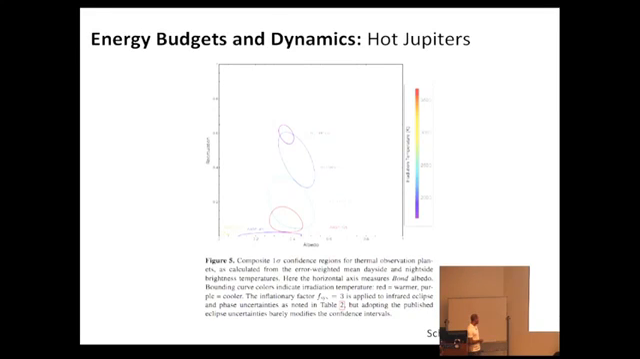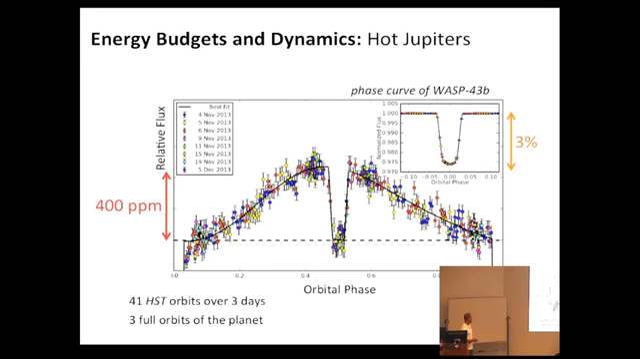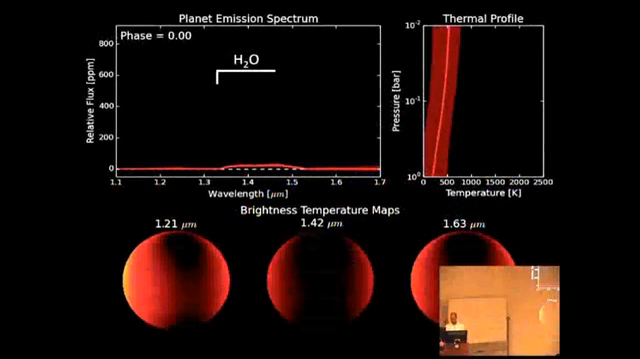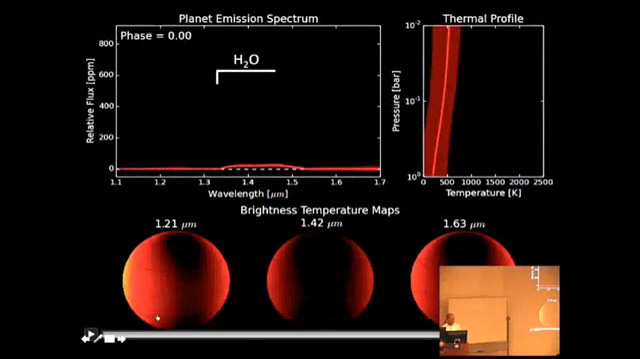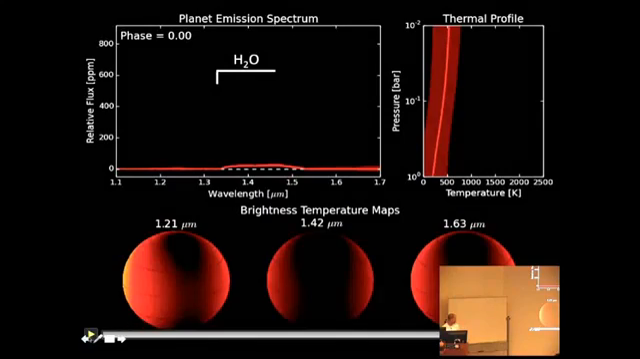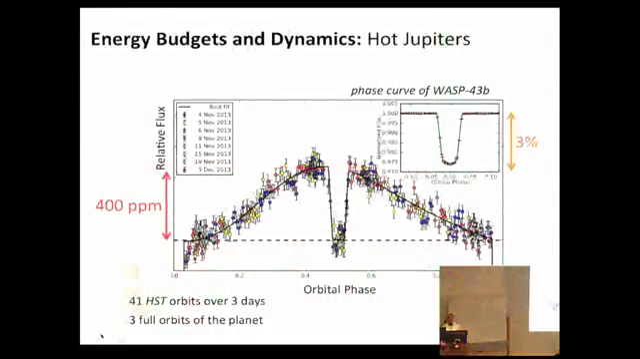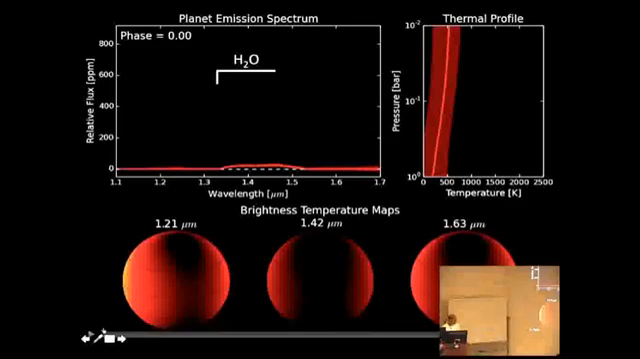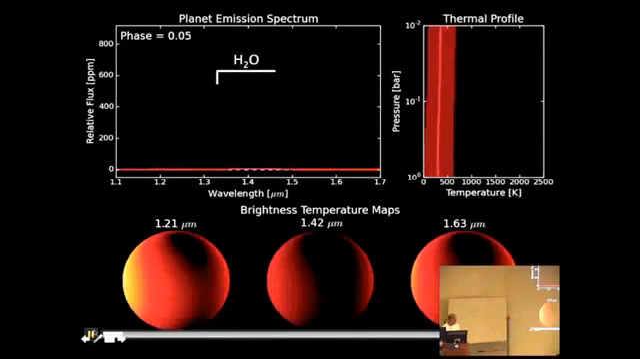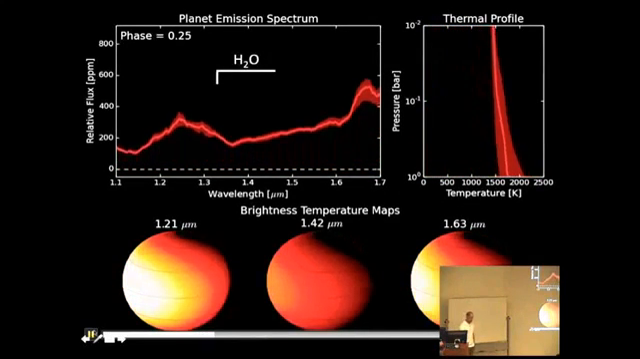Why is WASP-43? And so just to give you a sense of the scale, the transit is off the scale here, a 3% transit dip, and a 400 ppm phase curve variation comparable to the secondary eclipse depth. This is the white light curve all bent up, but the exciting thing is the ability to do spectroscopy, which is illustrated here by this movie.